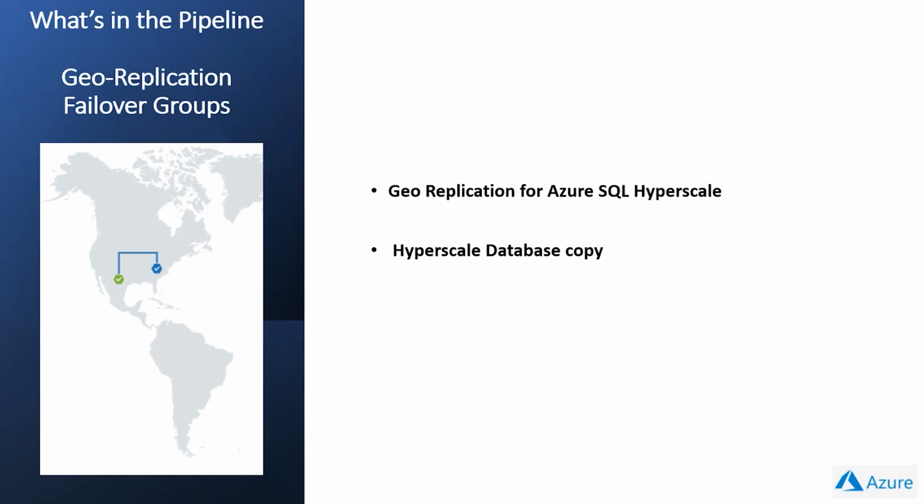But there are many circumstances why you will want to have a database copy, maybe testing, maybe development. You don't want, of course, developers to be touching the production database. So this for Hyperscale is right now in preview, and of course going to be GA in some time soon.